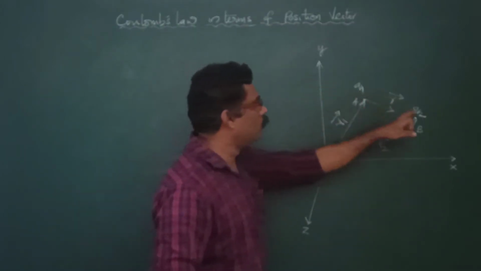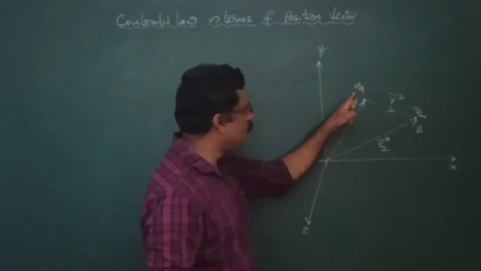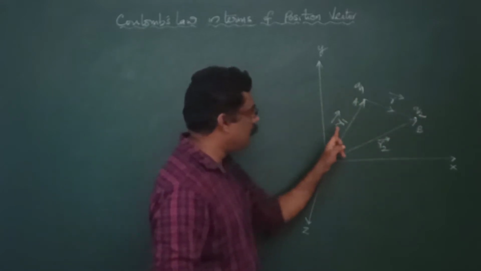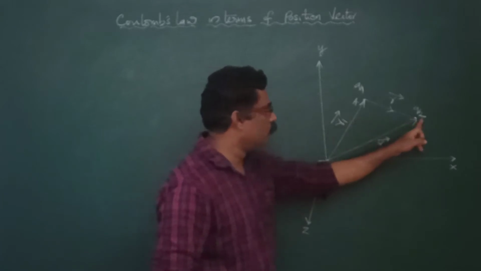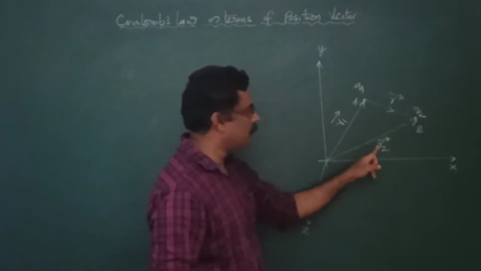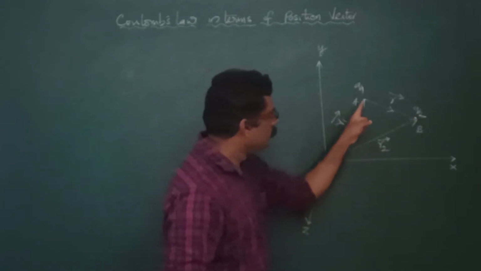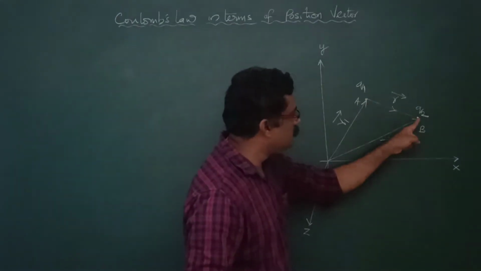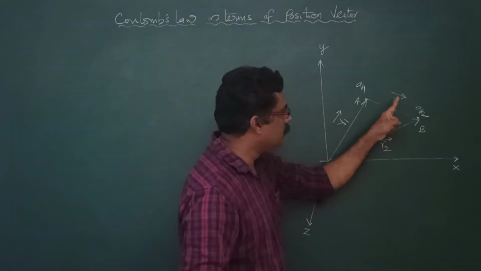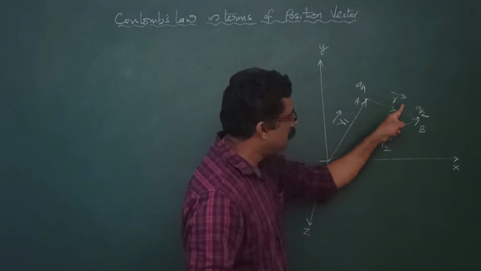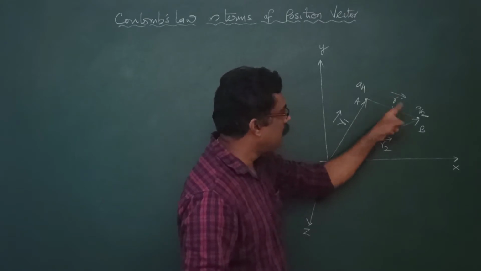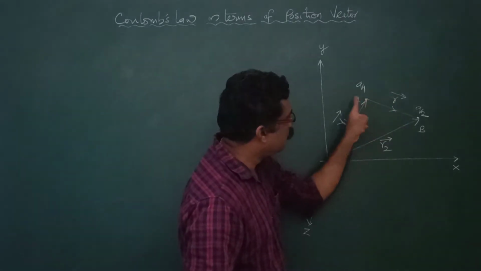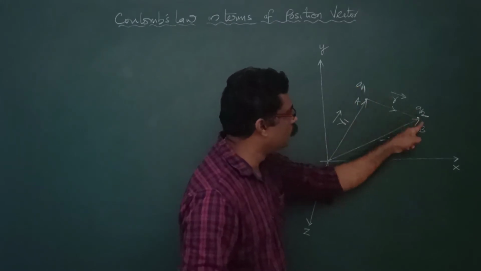And q1 and q2 are the two charges. Position of q1 from the origin is r1 vector. Position of q2 from the origin is r2 vector. And the distance between the two charges is r, represented as a vector r, and is pointing from a to b, that is q1 to q2.